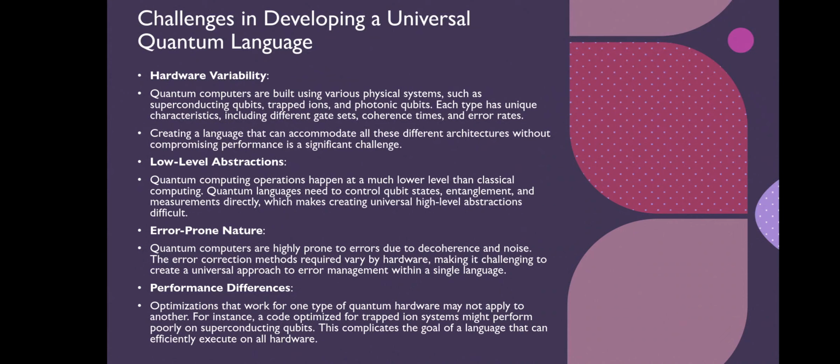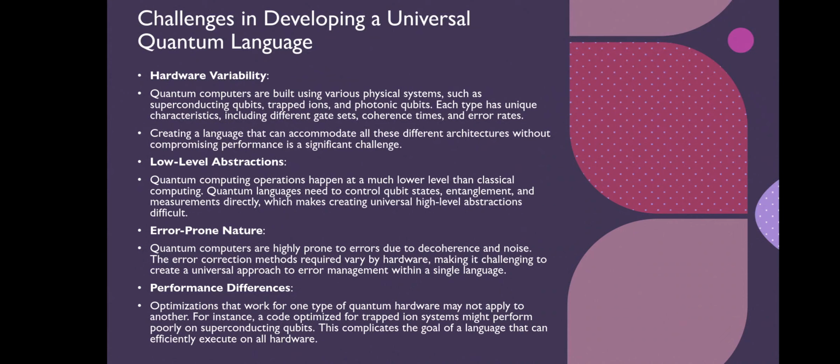Low-level abstraction. Quantum computing operations happen at a much lower level than classical computing. Quantum languages need to control qubit states, entanglement, and measurements directly, which makes creating universal high-level abstractions difficult. Error-prone nature. Quantum computers are highly prone to errors due to decoherence and noise. The error correction methods required vary by hardware, making it challenging to create a universal approach to error management within a single language.